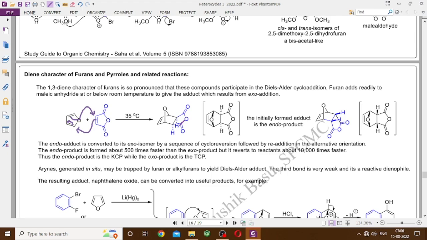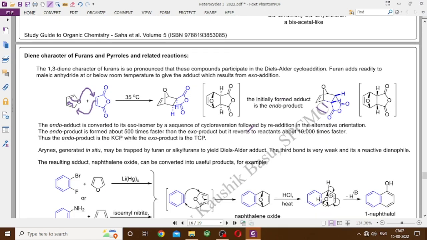We cannot go into the details of these transformations at this point. Suffice to say, it is the endo product which is the kinetically controlled product and forms in the reaction medium faster compared to the exo product. The exo product is thermodynamically more stable. As you can see, there is a possibility of steric hindrance here. Therefore, that is avoided in the exo isomer, and it is the eventual major product. But the initially formed product is the kinetically controlled product, the endo product. Obviously, there are reasons why this is kinetically controlled, but we will not go into these details here. You will learn about these things in your pericyclic course.